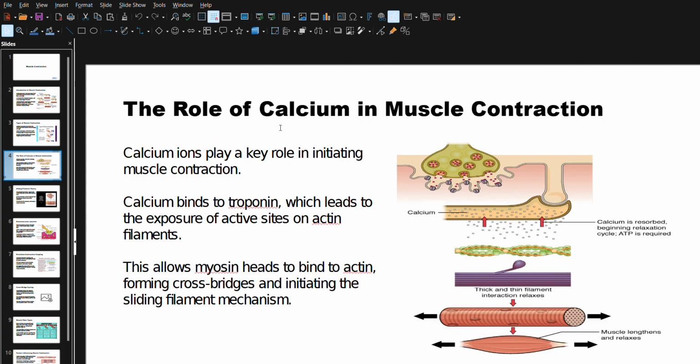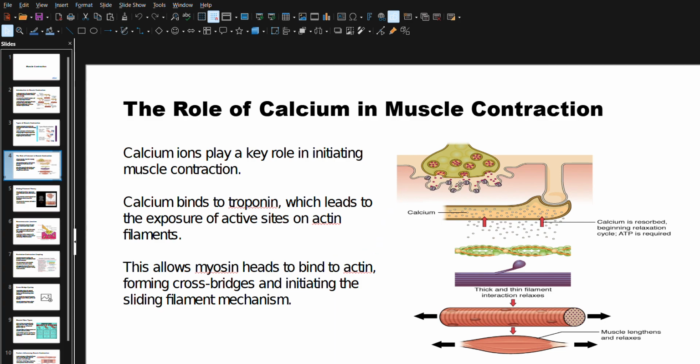Now, what is the role of calcium in muscle contraction? We are going to see. As I told you all, calcium plays a utmost key role in our muscles' development and strength and also initiating the contraction. So calcium ions play a key role in initiating muscle contraction. So what does this calcium do? Calcium binds to troponin, which leads to the exposure of active sites on actin filaments, that is the muscle filaments. Okay, so this allows myosin heads to bind to actin, forming cross bridges and initiating the sliding filament mechanism.